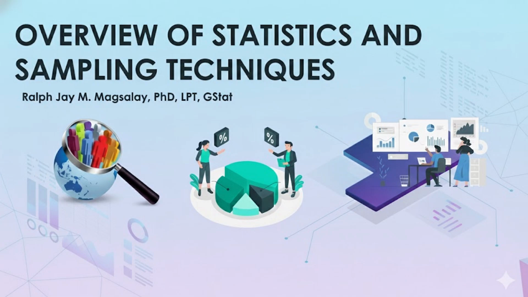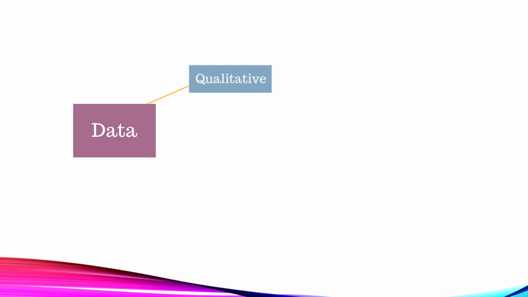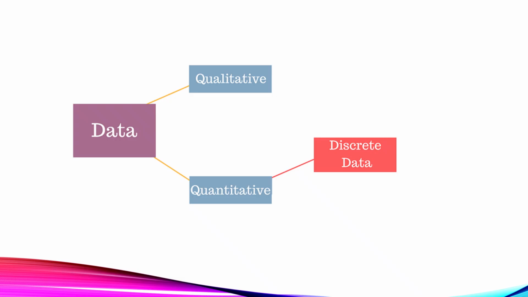So in this video, I'll be talking about an overview of statistics and sampling techniques. So we're going to start with the data. There are two types of data. We can have qualitative data or quantitative data. This time we're going to focus on the quantitative part. For quantitative, there are two: it can be discrete or continuous.